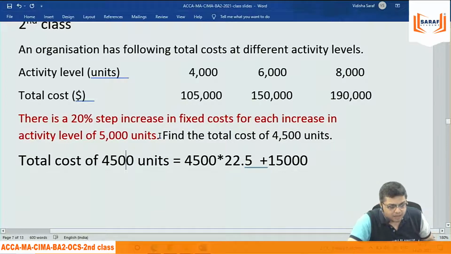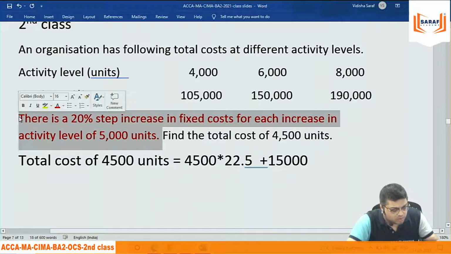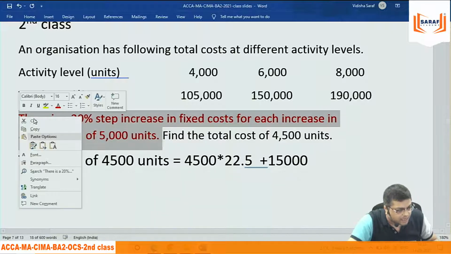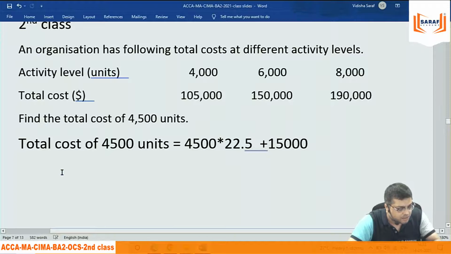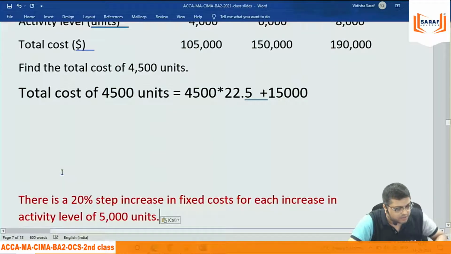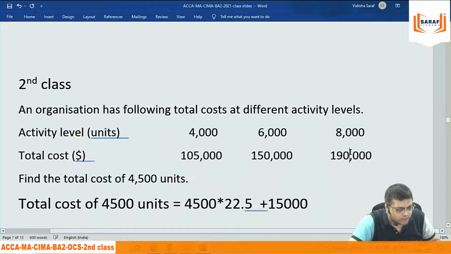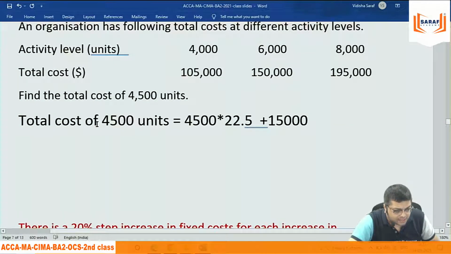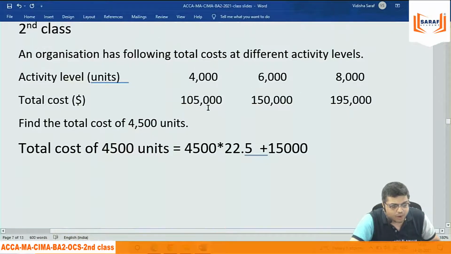I said that if I remove this line, cut, and I paste this here, so this is not in the question, and I make this 1,95,000. Then I can say this is the correct answer, because then it is coming 22.5 per unit variable, 15,000 fixed, for 4,500 units into 22.5 plus 1,50,000 plus 15,000 fixed.